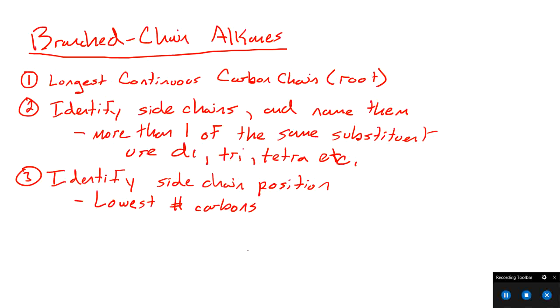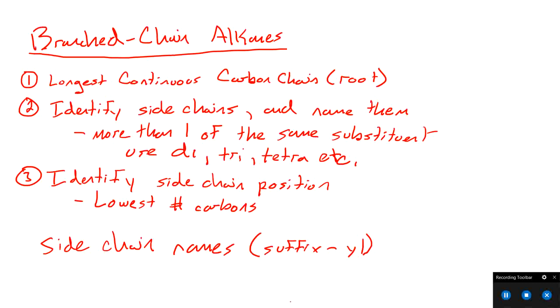When you're naming side chains, you change the ending of the root words. For side chain names, we change the suffix to yl. So for example, if you have a side chain that is 1 carbon big, a meth, we would call it methyl. If you had 2 of them in your compound, it would be dimethyl. Eth would be ethyl, prop would be propyl, but would be butyl, and so on.